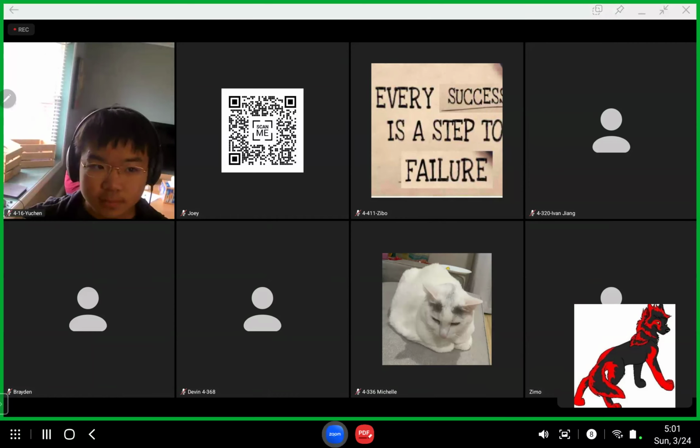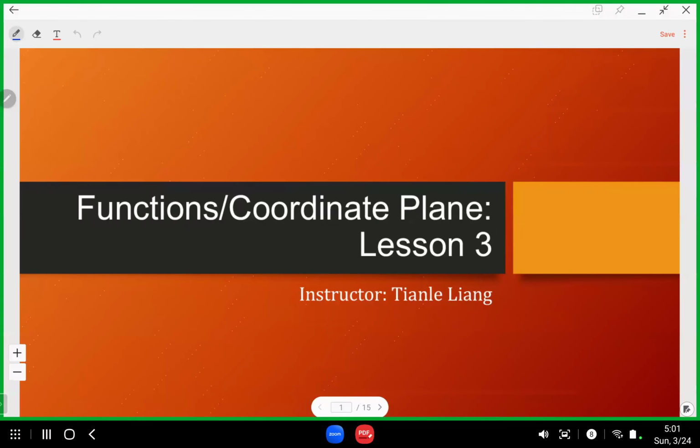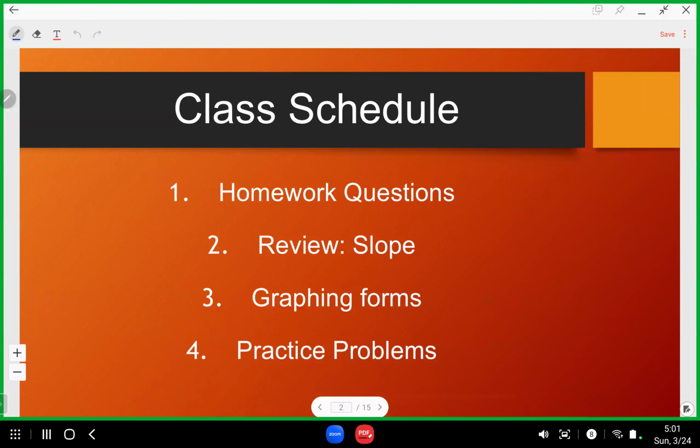All right, let's begin. Functions in coordinate plane, lesson 3. First, we'll go over homework questions. We will review the slope. We'll go over some graphing forms and then have some practice problems. So let's first do the homework question. I'm going to give you a couple minutes to do this and then we'll check it.